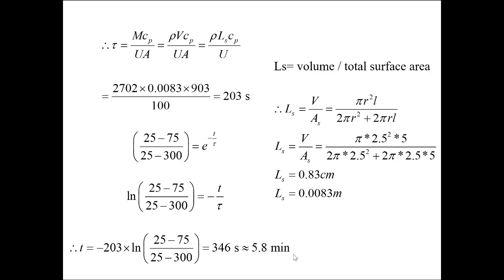So what it shows us is that if we have a cylinder or any metal object that is at 300 degrees centigrade, and if we put it in a surrounding of temperature 25 degrees centigrade, it will take roughly 6 minutes to reach a temperature of 75 degrees centigrade. Okay, so by using this transient analysis, we can calculate how long it takes for the temperature to drop from an initial value to a targeted value.